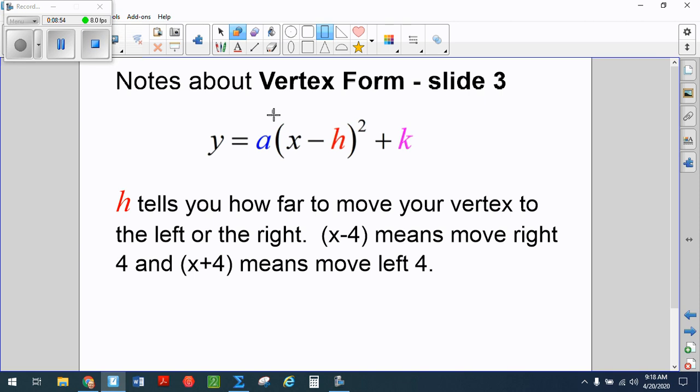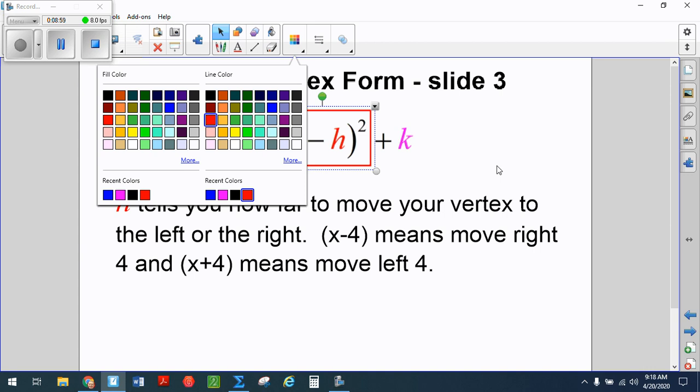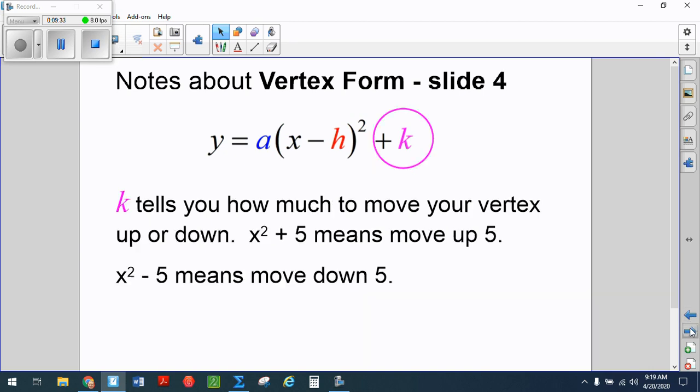So again, we're talking about inside the parentheses, this red letter H. And inside the parentheses, you wind up doing the opposite of what you would think. One way to think about that is if I wanted to get it back to 0, if I had x minus 4, I'd have to plug in a positive 4 to get back to 0. If I had x plus 4, I'd have to plug in a negative 4 to get back to 0. So h is always the opposite of what it looks like. So we're going to do a couple examples, then we'll come back and talk about what happens with this number out in front. So h comma k is my vertex.